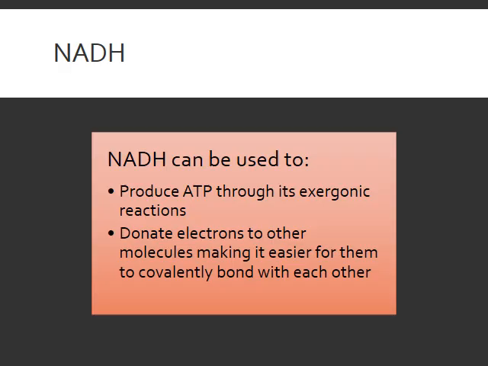A new energy intermediary I want to talk to you about is NADH. So NADH, just like ATP, is produced through exergonic reactions. And it's used to donate energetic electrons to other reactions. Makes them happen.